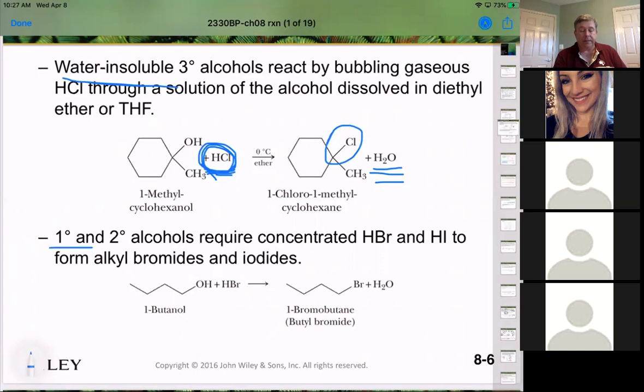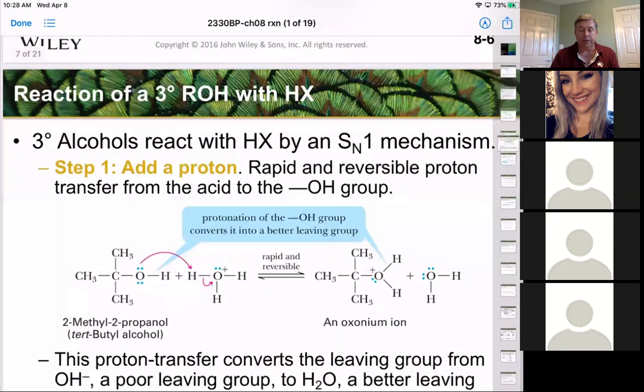If we have a primary and secondary alcohol, we can use this same condition where we bubble in a gas to create our alkyl halides here. But it requires highly concentrated HBr, or else basically the reaction's trying to go backwards. Remember, we converted alkyl halides to alcohols in the presence of bases and water. All right, so how does this work?